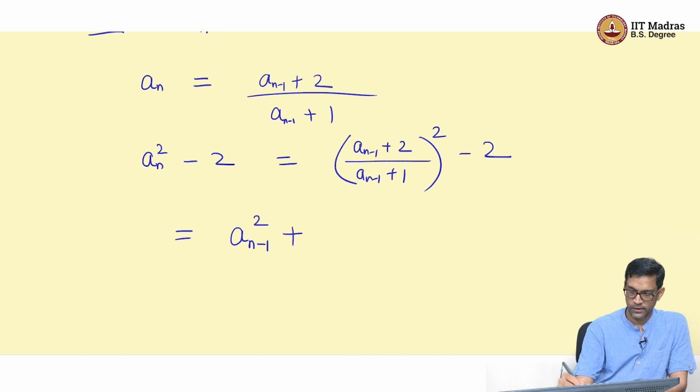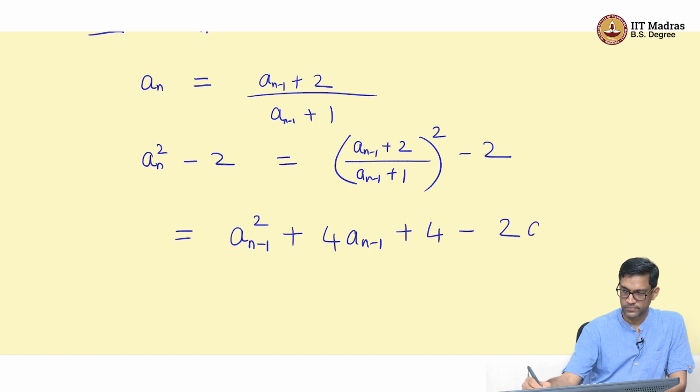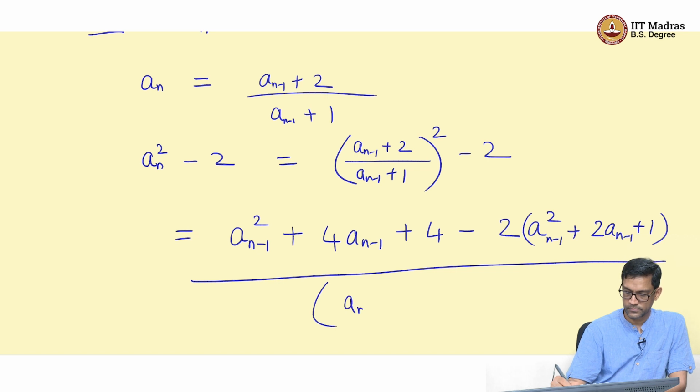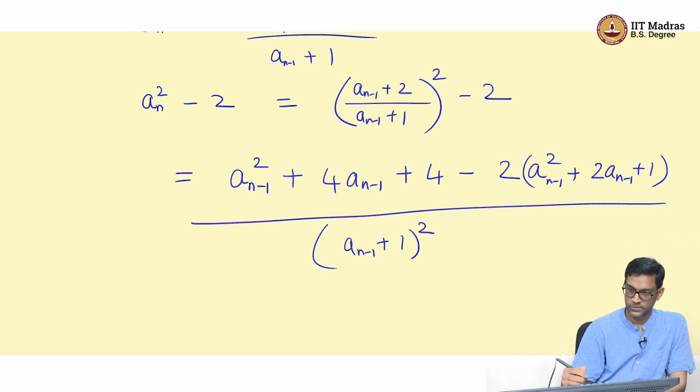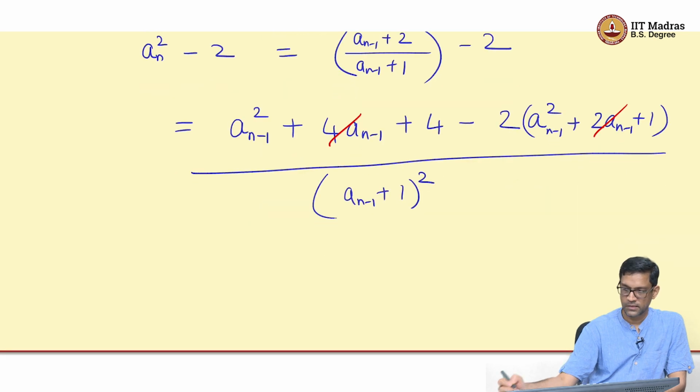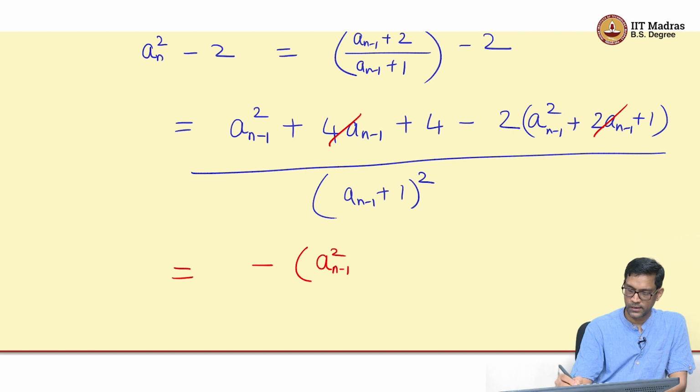(a_{n-1})^2 + 4a_{n-1} + 4 is 2 times (a_{n-1} + 1) by the square of the denominator. And now I just have to cancel off whatever I can cancel off. So observe that 4a_{n-1} cancels, and what I am left with is just (a_{n-1})^2 minus 2 times (a_{n-1})^2. So it is minus of (a_{n-1})^2, and I am left with a 2. So minus 2 divided by (a_{n-1} + 1) the whole square.